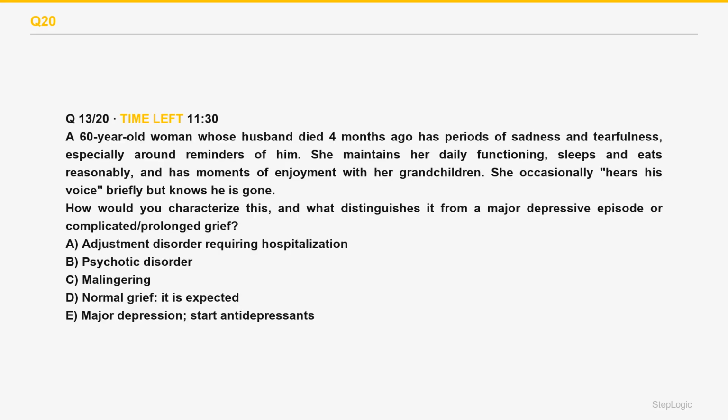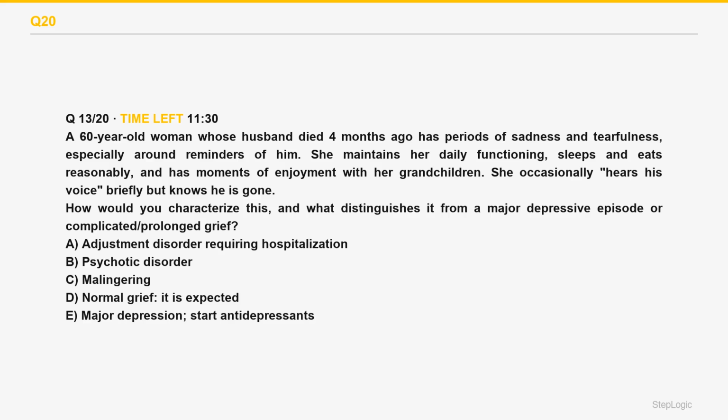How would you characterize this, and what distinguishes it from a major depressive episode or complicated or prolonged grief? A 60-year-old woman whose husband died 4 months ago has periods of sadness and tearfulness, especially around reminders of him. She maintains her daily functioning, sleeps and eats reasonably, and has moments of enjoyment with her grandchildren. She occasionally hears his voice, briefly, but knows he is gone.